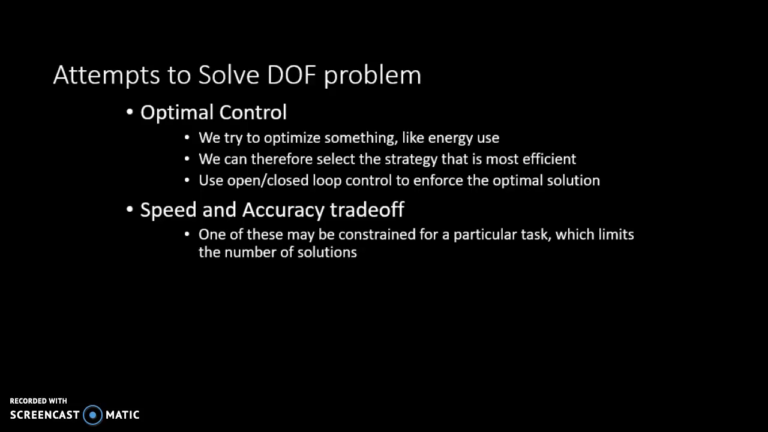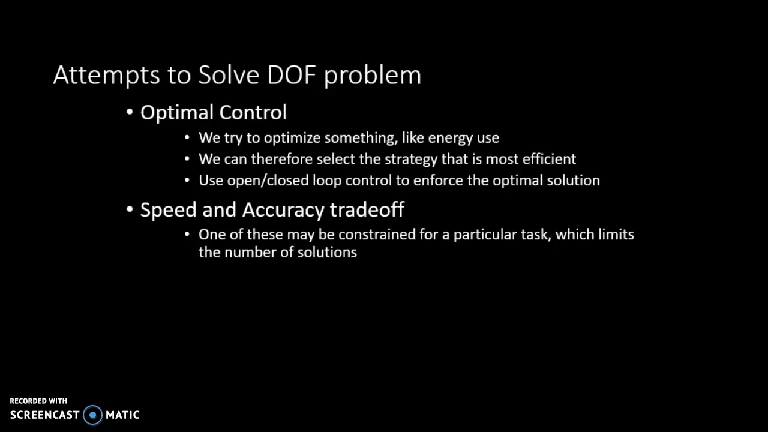So with optimal control, we try to optimize something like energy use. The idea is that we want our bodies to be the most efficient and utilize the least amount of energy. So we can now select the strategy that is going to be the most efficient. And we'll use open and closed loop control to enforce an optimal solution.